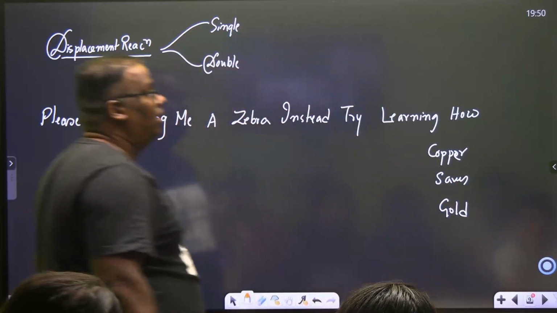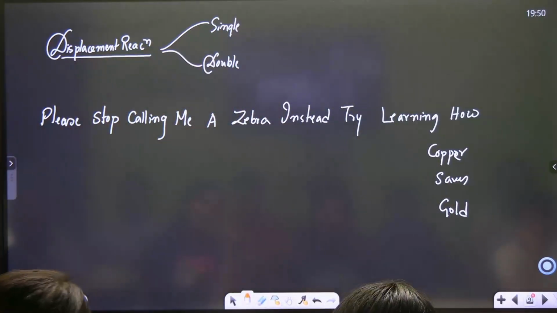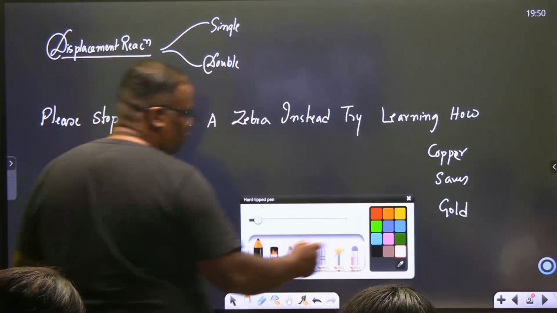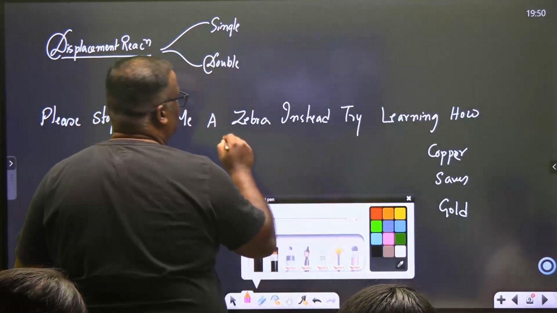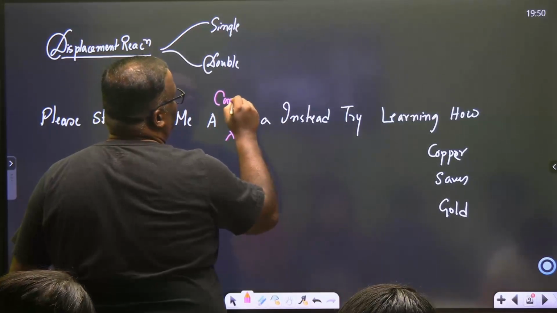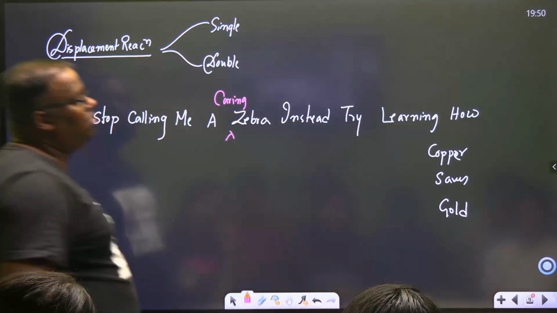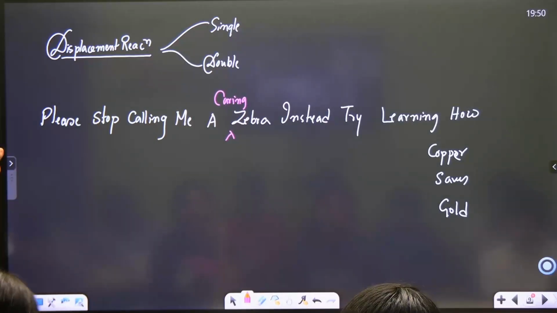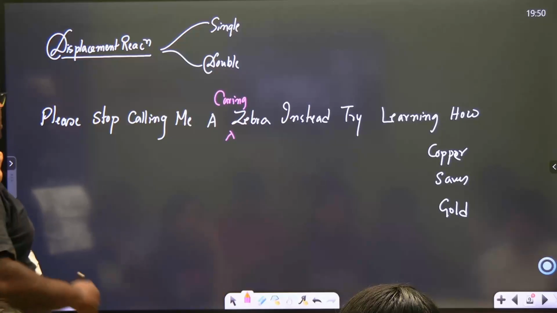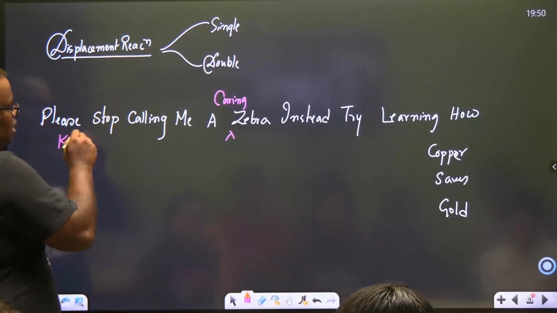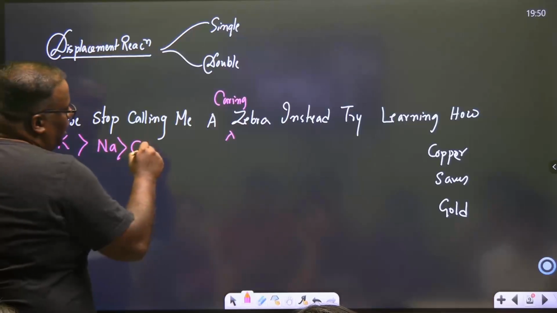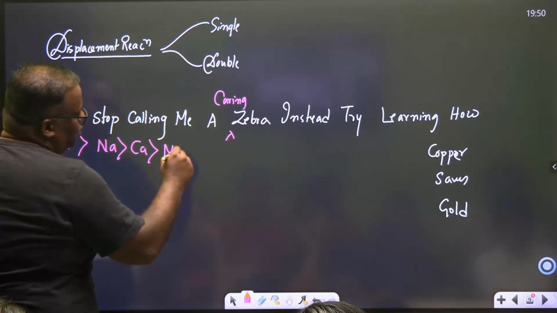Okay. Try to remember this, it will help you in grade 12. Please stop calling me a zebra. Instead of zebra, we will add another word here: caring zebra. Please stop calling me a caring zebra. Instead, try learning how copper saves gold. This will help you remember the reactivity series of metals. Please stands for potassium. Stop stands for sodium. Calling stands for calcium. Me stands for magnesium.